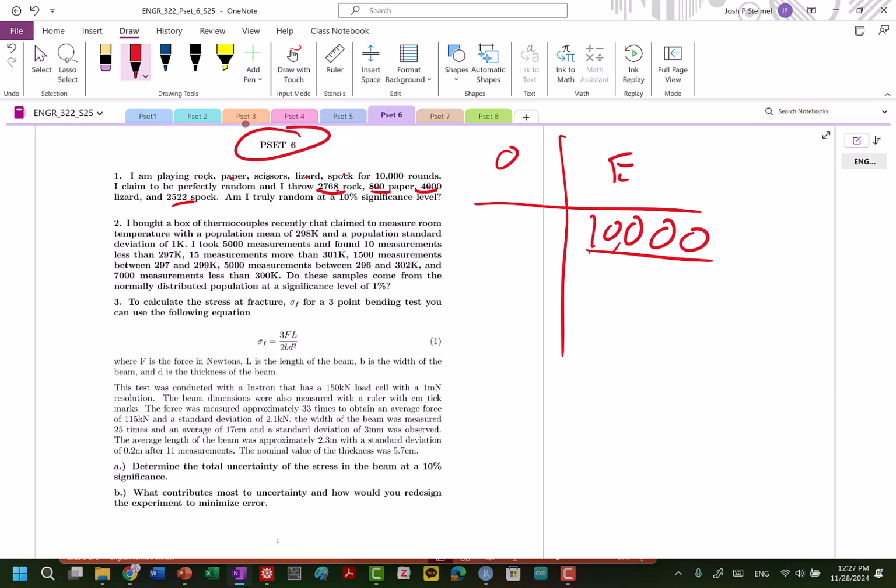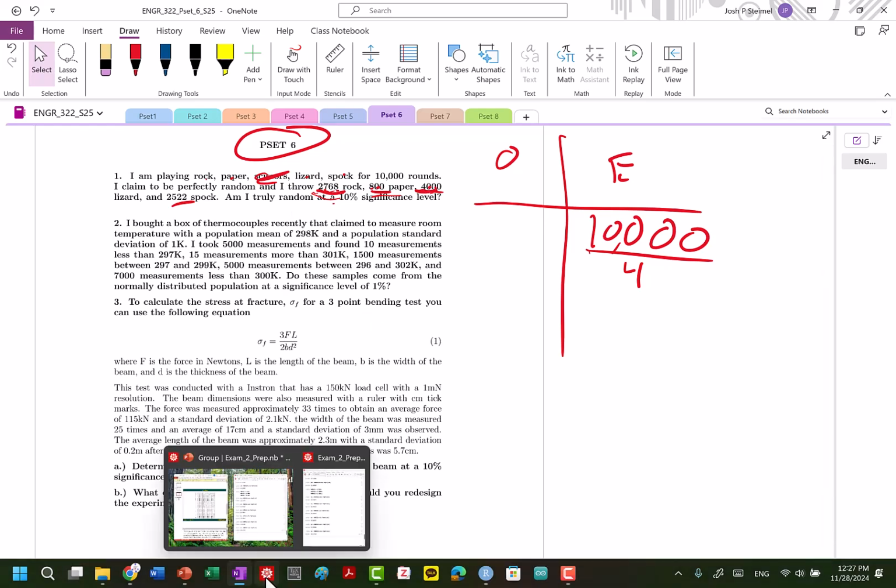Rock, paper, scissors, lizard, Spock. Ooh, I'm missing a scissors value. That's not fun. But let's just say again, if I'm truly random, let's say I didn't decide to do scissors. So it's just this divided by 4. If you want to, you can give a value of 0 for 5. I would definitely accept that solution.